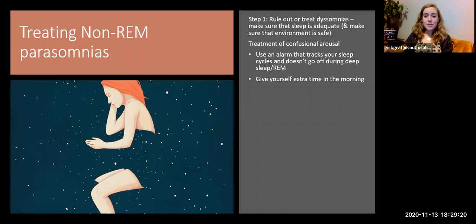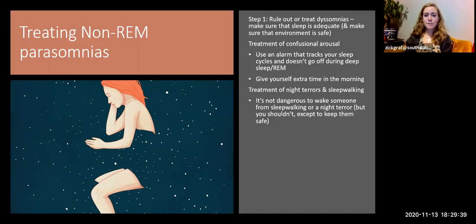If you're prone to confusional arousals, it also makes sense to structure your life a little bit so that you give yourself extra time to get started in the morning. There's a more specific treatment for night terrors and sleepwalking, and this treatment is often done with little kids, but it is possible for an adult to do it even if you live alone.